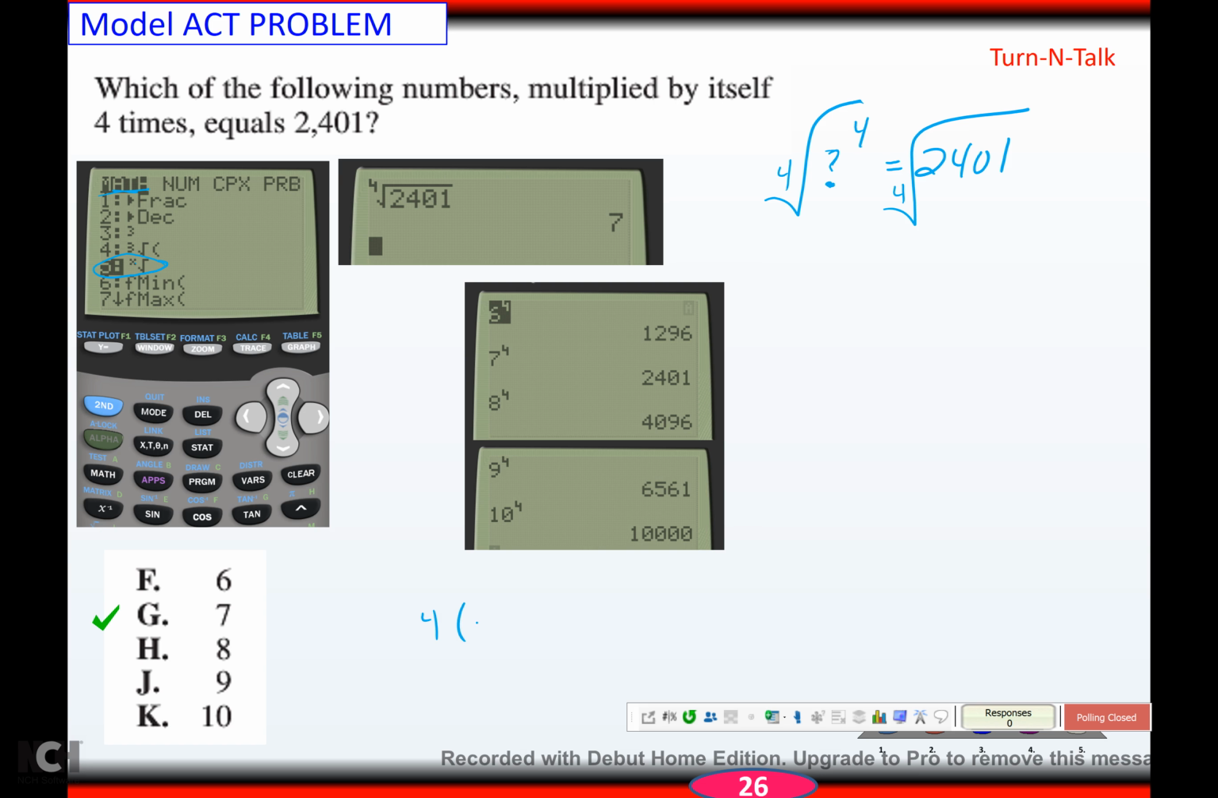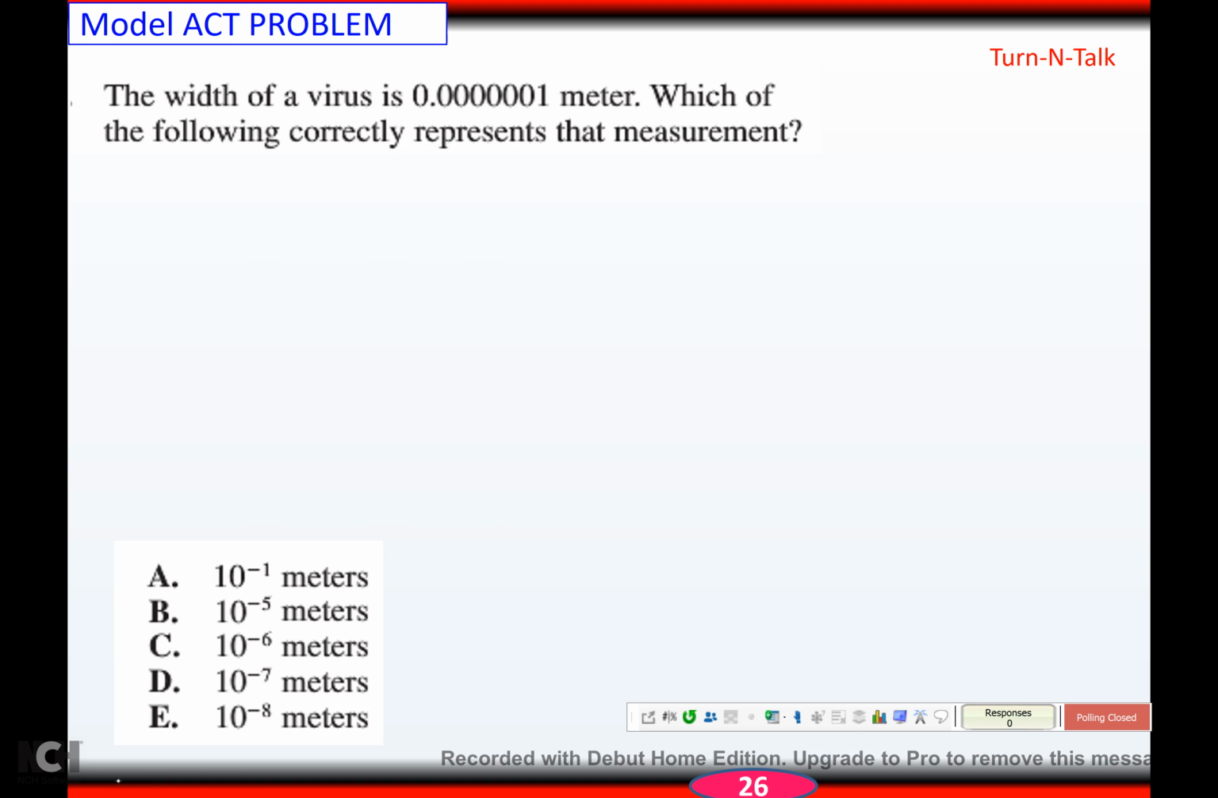My calculator's a little different. I think yours will open parentheses. Or no, I think it puts a 4 and then a root and then a parentheses, and you would type in 2401 and hit enter, and you get 7. But let's say that you didn't remember to do that. Well, it's a multiple choice situation. So if this doesn't make sense to you, you just check them. 6 to the 4th, 7 to the 4th, 8 to the 4th, 9 to the 4th, 10 to the 4th. The one that equals 2401 is 7 to the 4th. So the 7 times itself 4 times is 2401. Okay, try this one. Hit pause. Come back when you're ready.